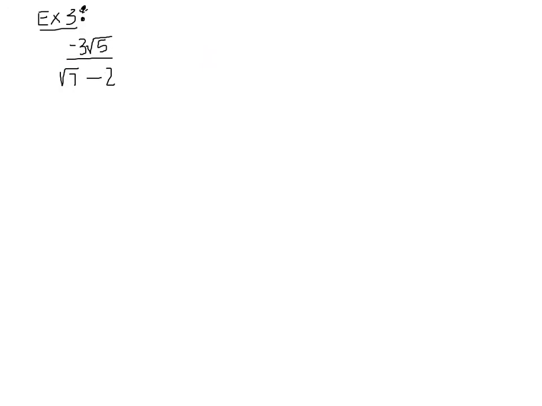Okay, next example, we have negative 3 square root 5 divided by square root of 7 minus 2. So again, to simplify it, we want to multiply by the conjugate. So on the bottom, it would be the square root of 7 plus 2, which means we've got to do that on the top as well. Okay. And let's see what that's going to give me.